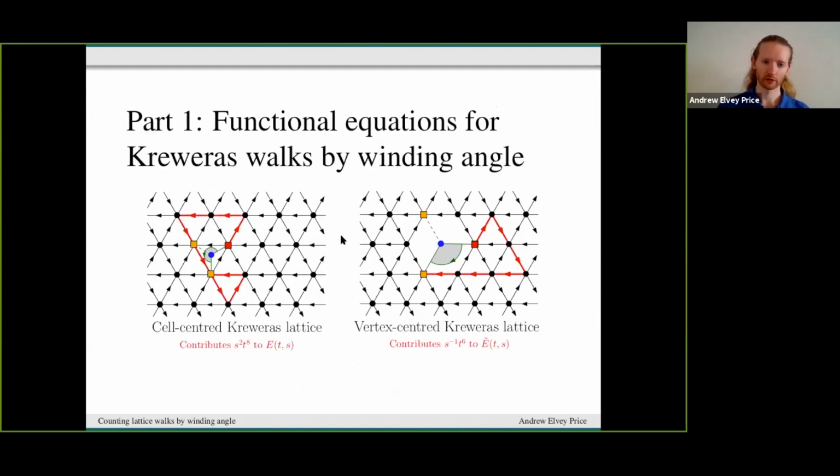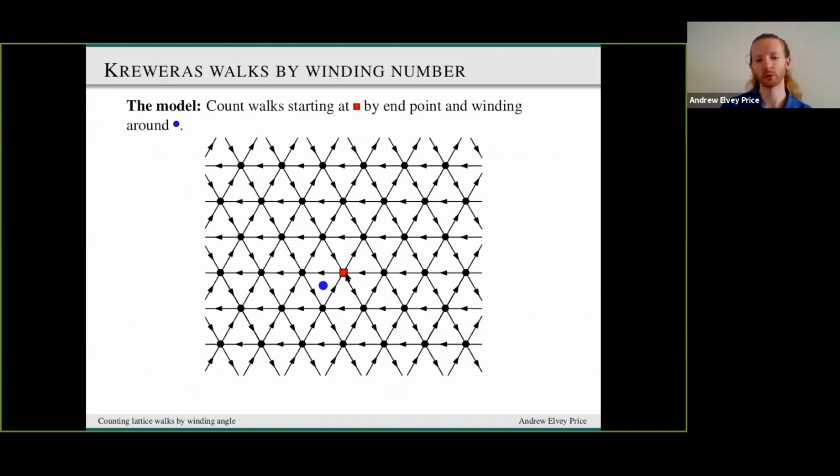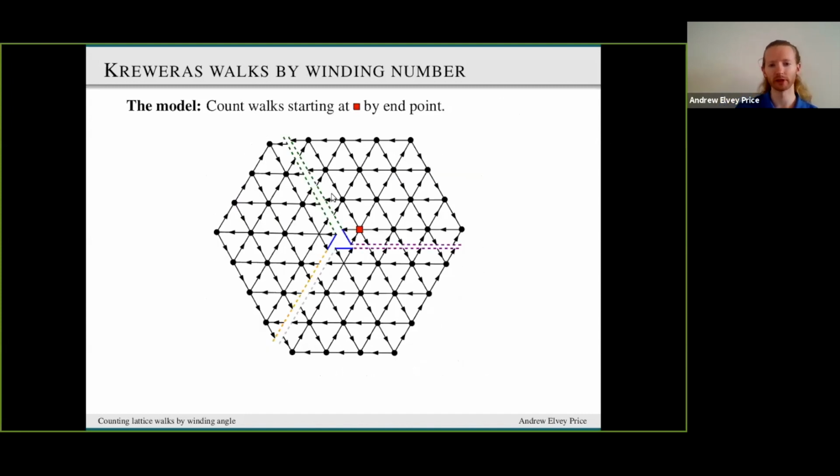Okay, so as I said, we're counting walks on this directed lattice, which I call the Kreweras lattice, by length and winding angle around this blue point. So the first step is to decompose the lattice in 3 pieces. Given that we're counting these by winding angle, you can think of this as breaking the spiral lattice into an infinite number of pieces. And so I'm not joining this piece to this piece.